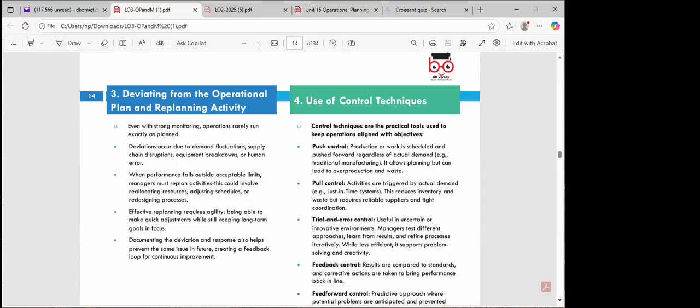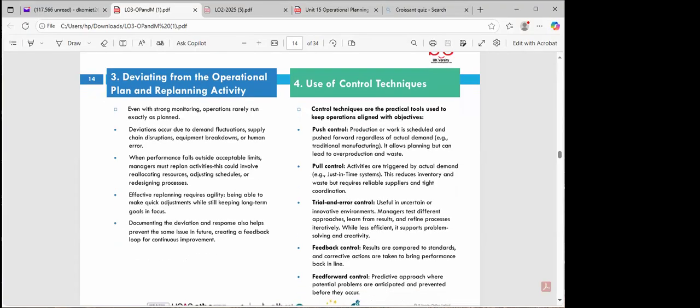Very, very important. Use of control techniques. Push control: production or work is scheduled and pushed forward regardless of actual demand. It allows planning but can lead to overproduction and waste. This is not the best kind of tool to use. Then the pull control: activities are triggered by actual demand, as in a just-in-time system. This reduces inventory and waste but requires reliable suppliers and tight coordination.